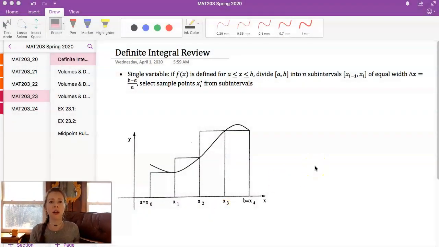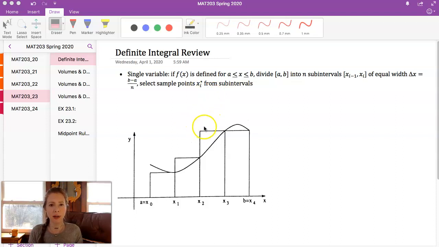All right, so just a little definite integral review here, back from single variable calculus. If f is a function of x, defined on the interval [a, b], where a is less than or equal to x is less than or equal to b, we're going to divide the interval from a to b into n subintervals, from x sub i minus 1 to x sub i, of equal width. These square brackets just mean including a and including b. Delta x is equal to (b minus a) over n. And then we're going to select sample points, some x sub i star, from the subintervals.